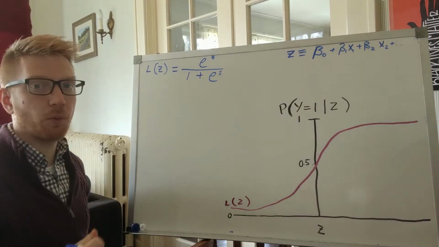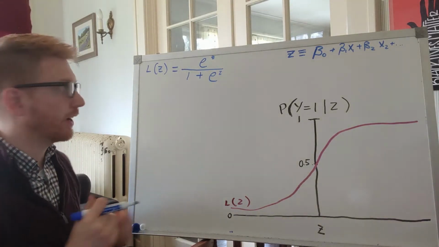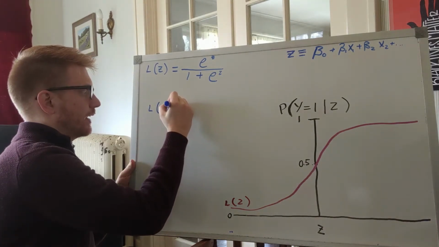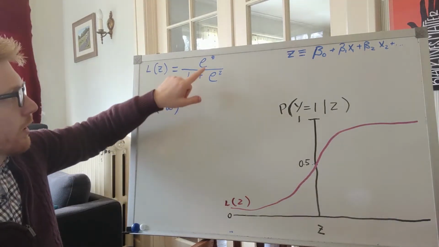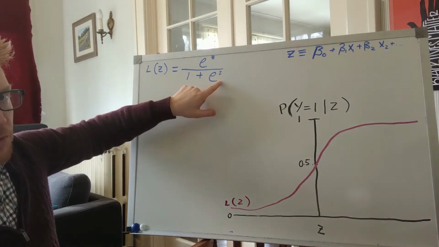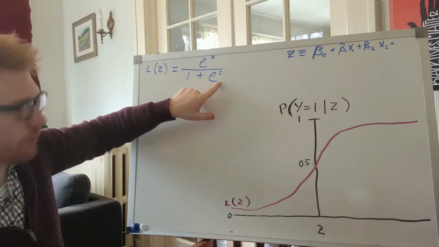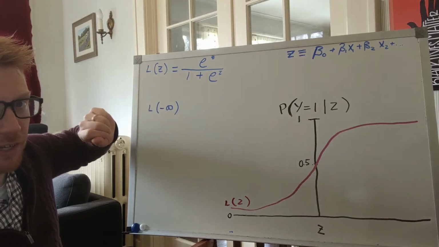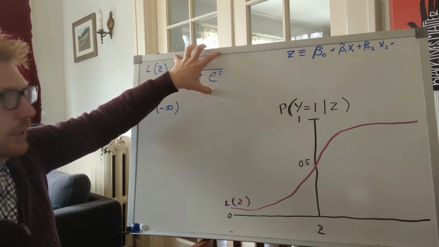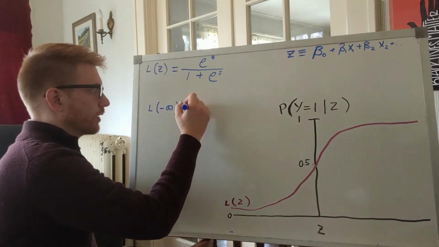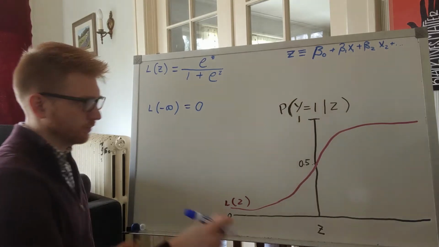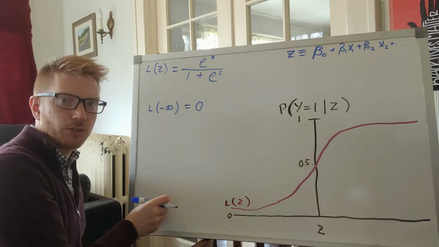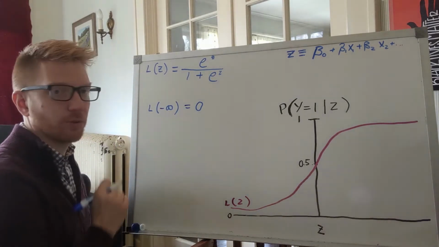And let's think about how this looks for certain values. At negative infinity, this gets super small, approximately 0. E to the negative infinity is 1 over e to the infinity, so it's basically 0, and so this entire function goes to 0. So as this moves to the left in our graph, it gets closer and closer and closer to 0. That's what we're saying here.